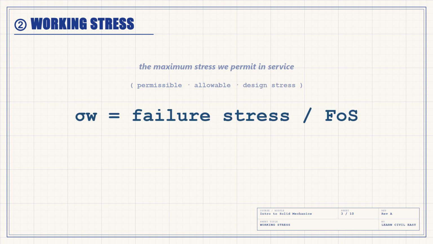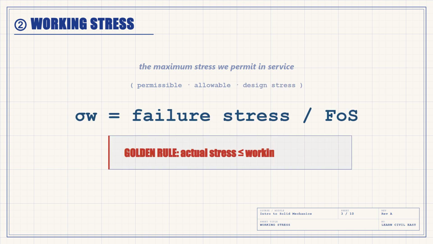That stress we allow is called the working stress, also known as the permissible or allowable stress. Rearrange the formula, and the working stress equals the failure stress divided by the factor of safety. The golden design rule is simple. The actual stress in the part must always stay below the working stress.